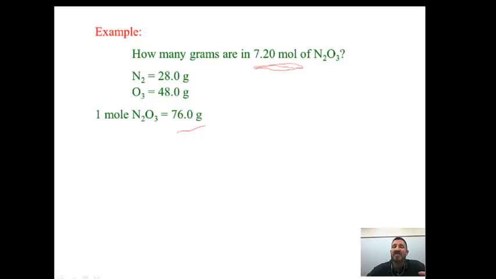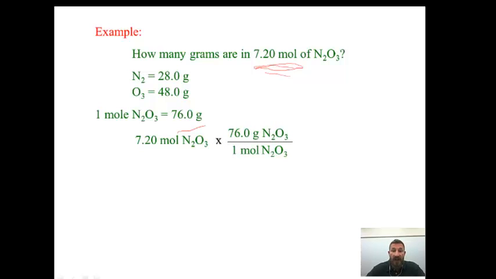But we have 7.2 moles, so it's going to be 7.2 times that number, and here's how we set it up. First, we start with our known value, which is 7.2 moles of N2O3. That was told to us in the question. Now we want to set up our factor label, and this is one of the things about chemistry I enjoy so much. In our factor label, you put moles on the bottom because you want the moles to cancel out, and you put grams on the top because that's what you're trying to find. So generally for these first problems, what we're trying to find goes on the top. What we're trying to get rid of goes on the bottom because that cancels out.